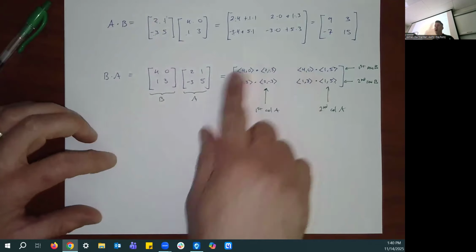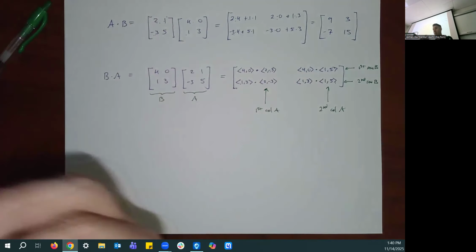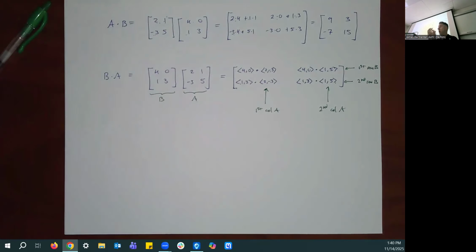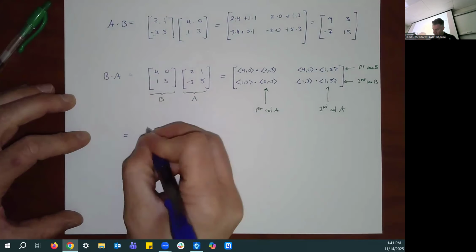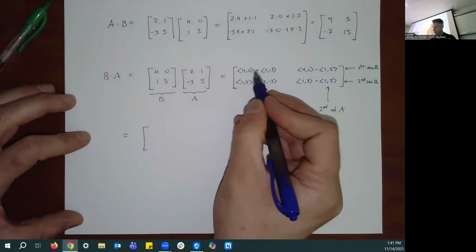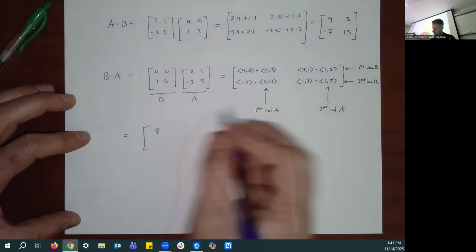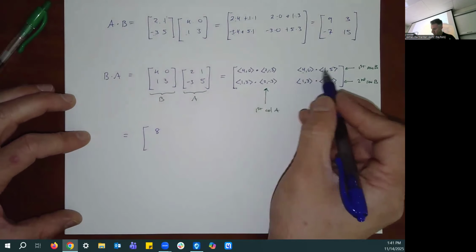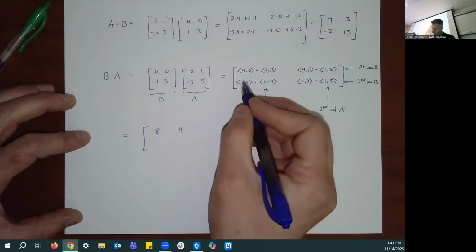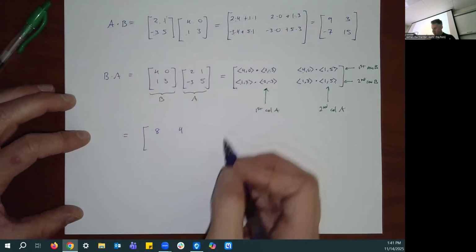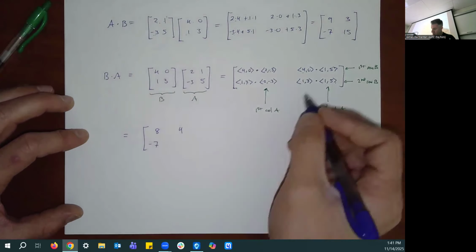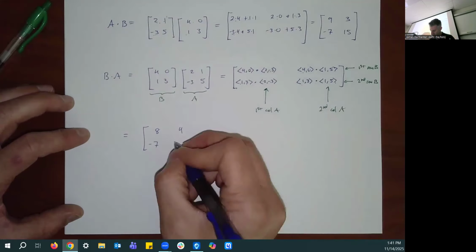You don't need to write out the dot products, but I really wanted to remind you that you're taking the dot product of these two things, where you're thinking of each row as a vector and each column as a vector. So what do we end up getting? We end up getting 4 times 2 plus 0 times negative 3 is 8. 4 times 1 plus 0 times 5 is 4. 1 times 2 plus 3 times negative 3 is 2 minus 9, which is negative 7. And 1 times 1 plus 3 times 5 is 16.